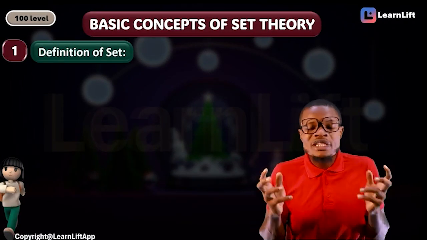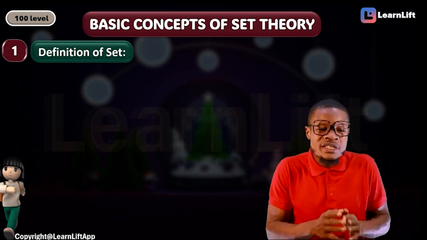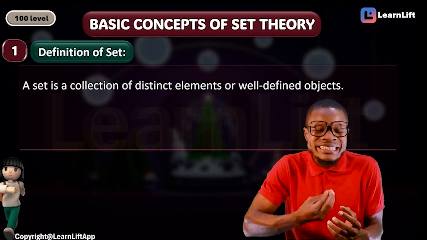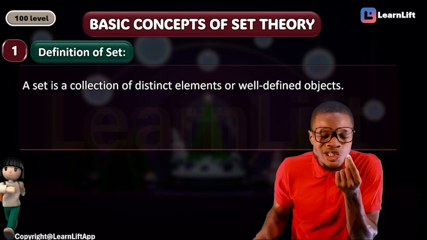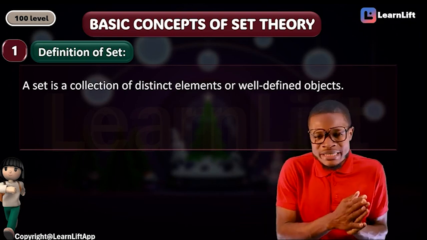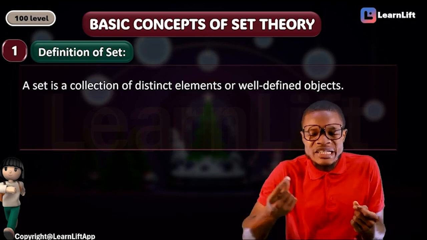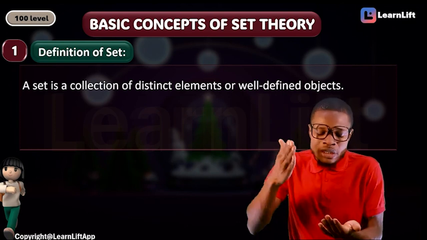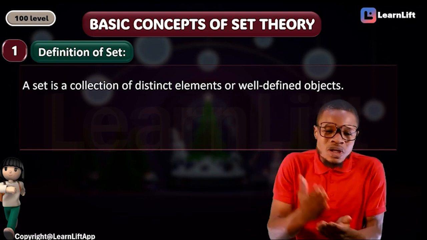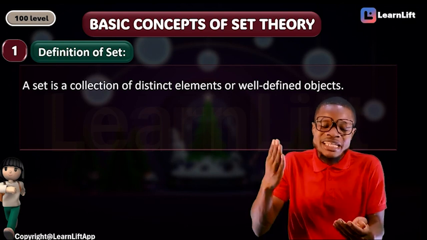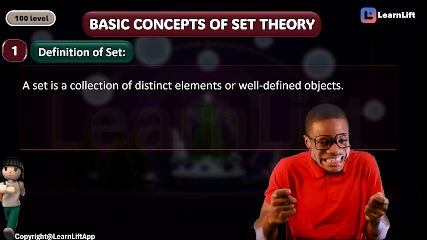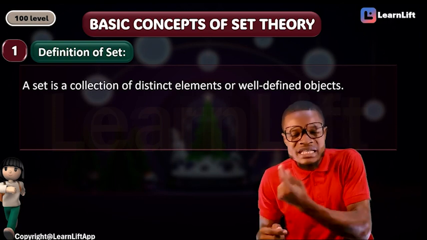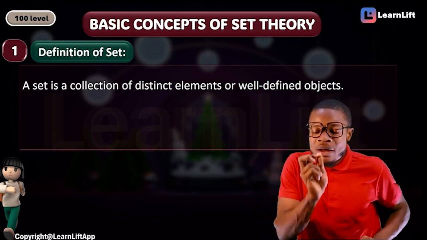If you are to define a set, how do you define it? It's very simple. Take note of this very quickly: a set is a collection of distinct elements. The collection of distinct elements is called a set, or the collection of well-defined objects is called a set. Again, what is a set? The collection of distinct elements or well-defined objects is called your set.